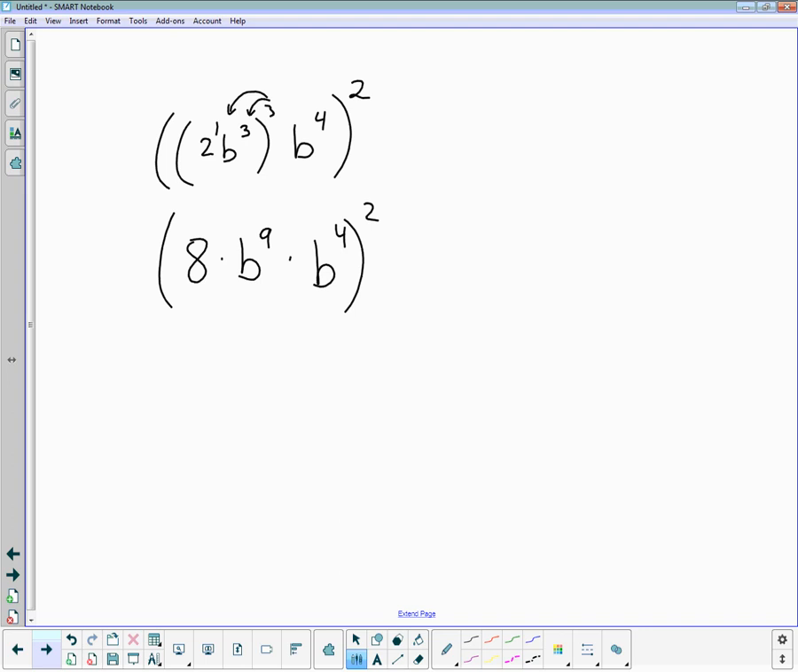Okay, good. So now, inside the parentheses, how many B's do I really have? 13. You see why it's 13? Because I got 9 in the first group and I got 4 in the second group. And when I mush them all together and throw them all in the same big pot, I'm going to have a total of 13 B's.